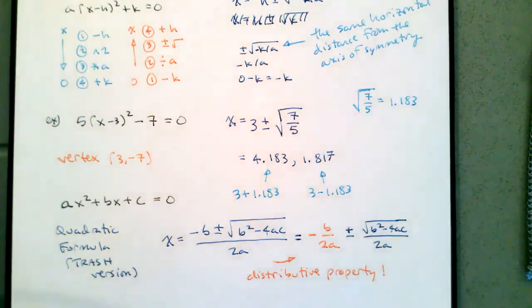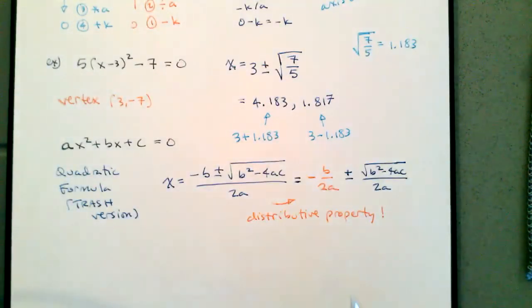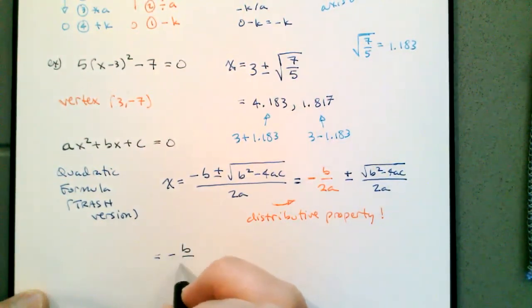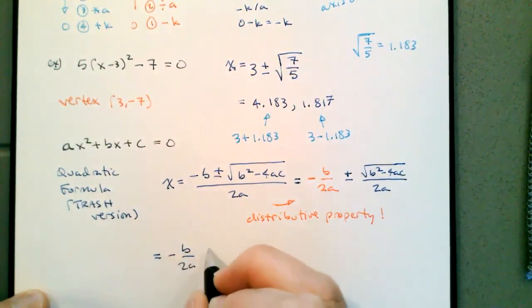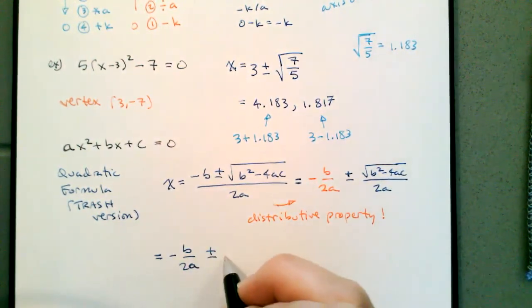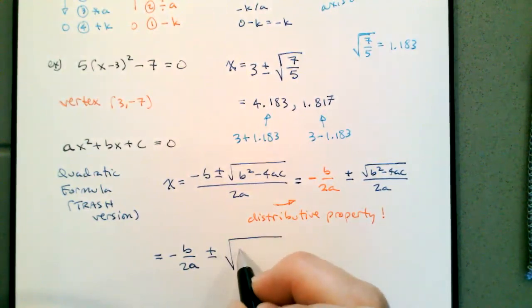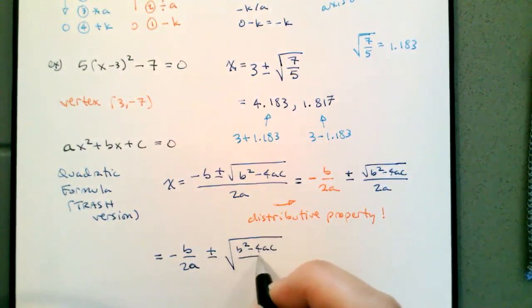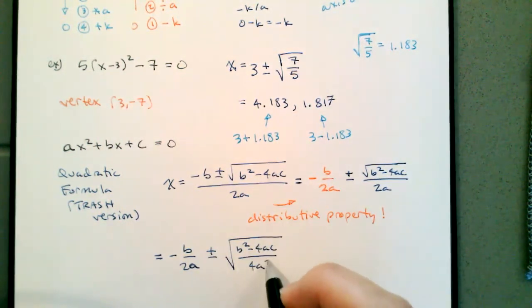If we just use the distributive property, we can separate out these two terms. Now that 2a has been simplified, that's where the common denominator came from. But if I think of the 2a as the square root of 4a squared, I can write this expression as negative b over 2a, still indicating the middle, plus or minus the same horizontal distance, which is going to be one big square root of b squared minus 4ac all over 4a squared.